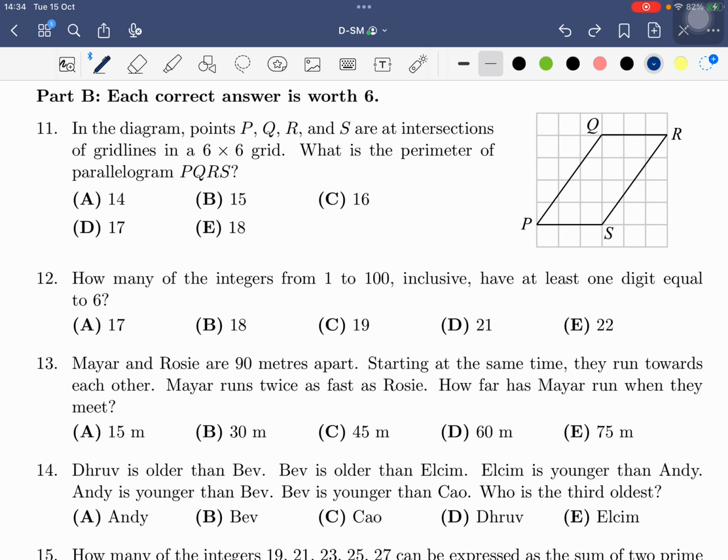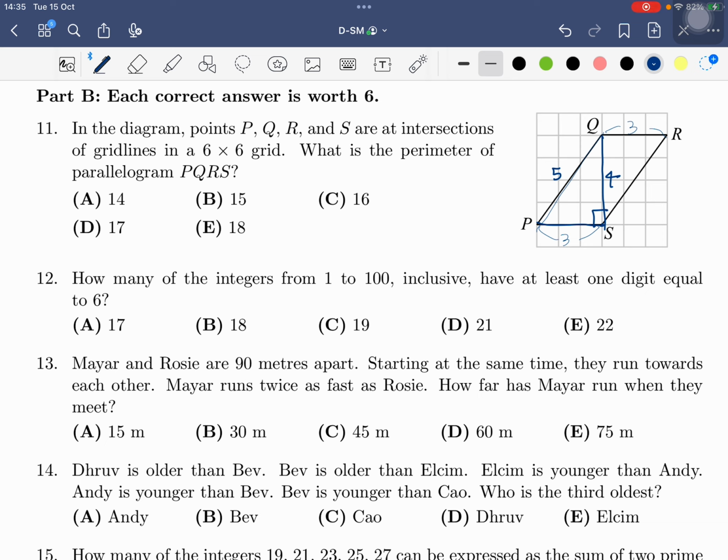Here in the diagram PQRS, we need the perimeter of parallelogram PQRS. This side and this side are easy, this is 3 and 3. The problem is PQ, because this is the hypotenuse of a right triangle. So let's make the right triangle here to calculate the length of the hypotenuse. This is a 3, this is 4, and this is 5.